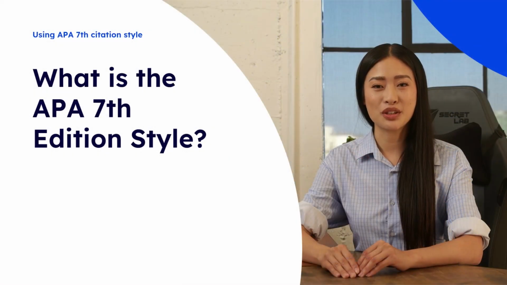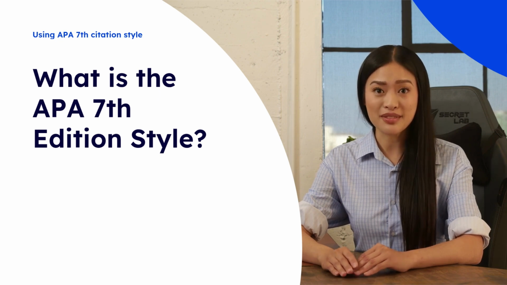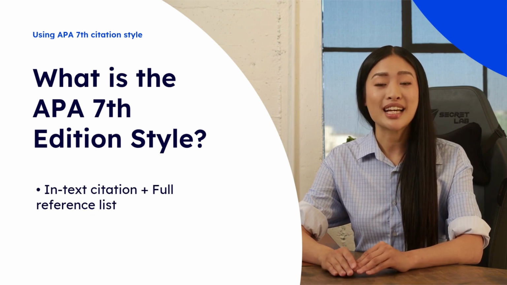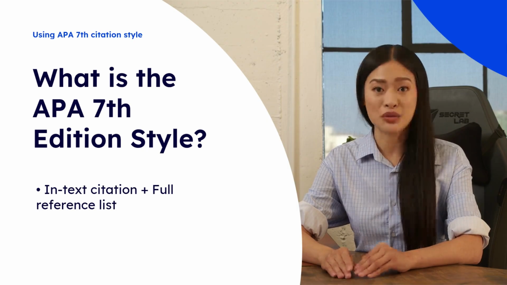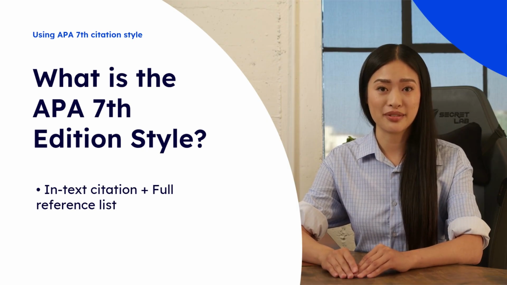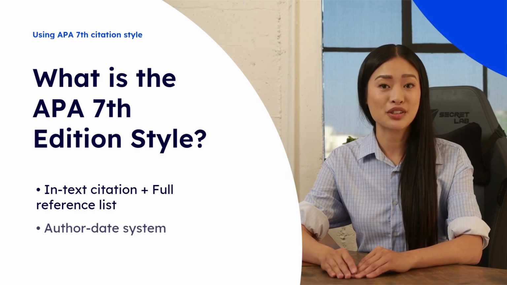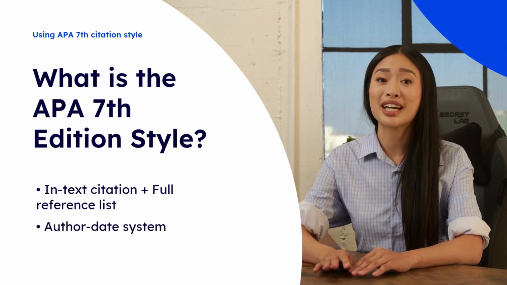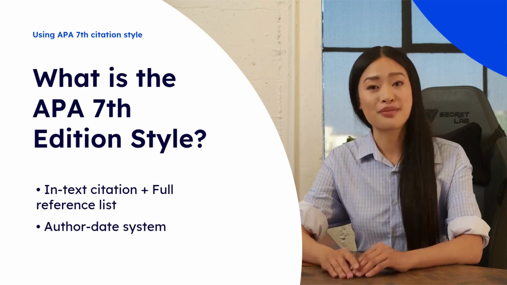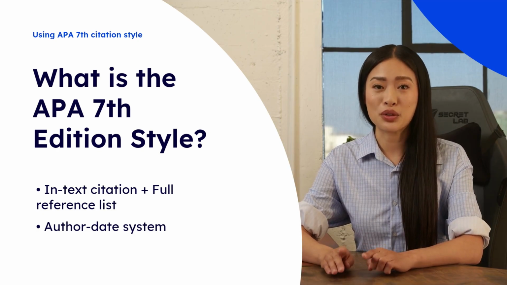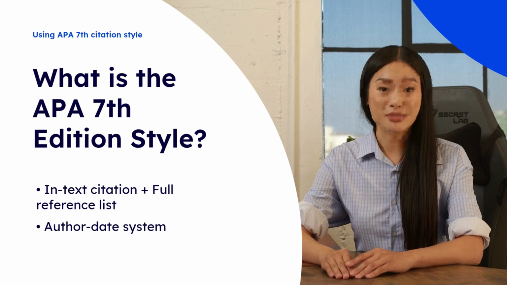APA is a commonly used formatting style developed by the American Psychological Association. It uses a brief in-text citation directing readers to a full reference list entry. When doing in-text citations, the writer will indicate the author's last name and year of publication of the work cited. This helps readers locate the full corresponding reference at the end of the paper.